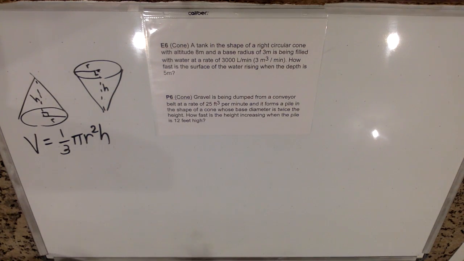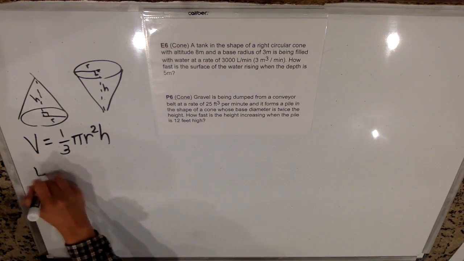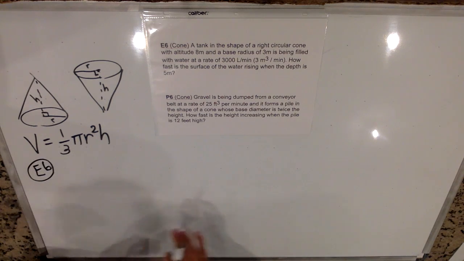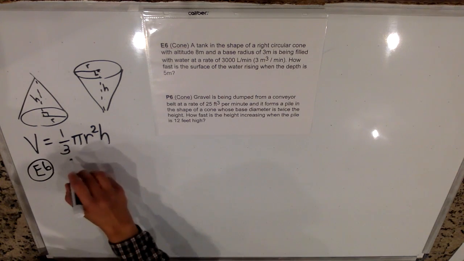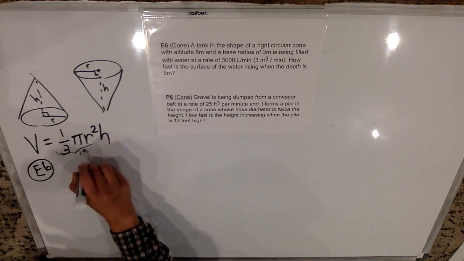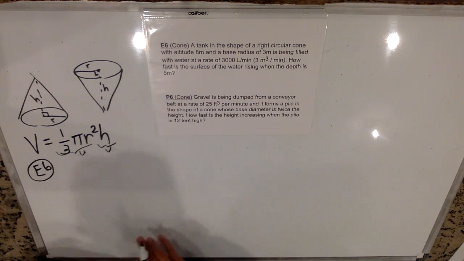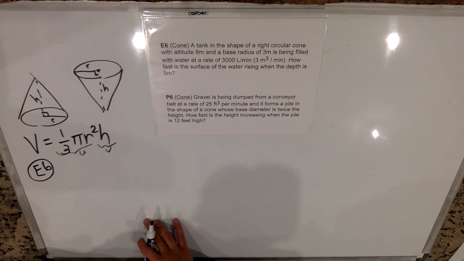So let's walk through E6 and I'll show you what I mean, okay? What makes cone problems tricky is you're always going to need an auxiliary equation. Part of the reason is that when you differentiate this, it's a product rule. And nobody wants to do a product rule with R's and H's and V's and T's. It's not going to be fun.